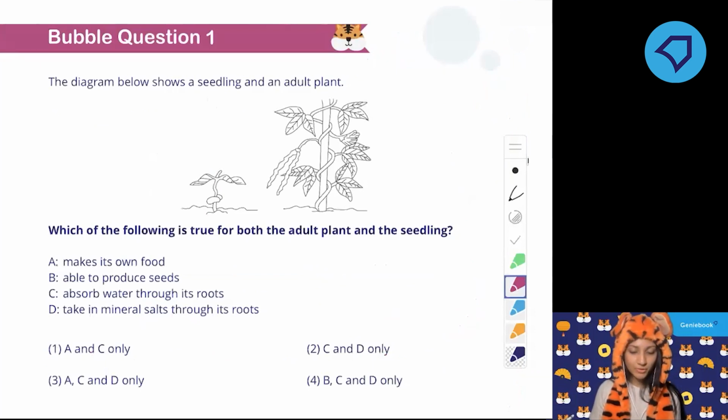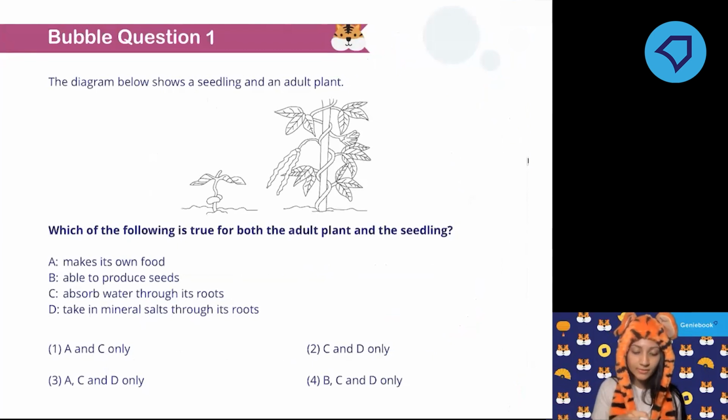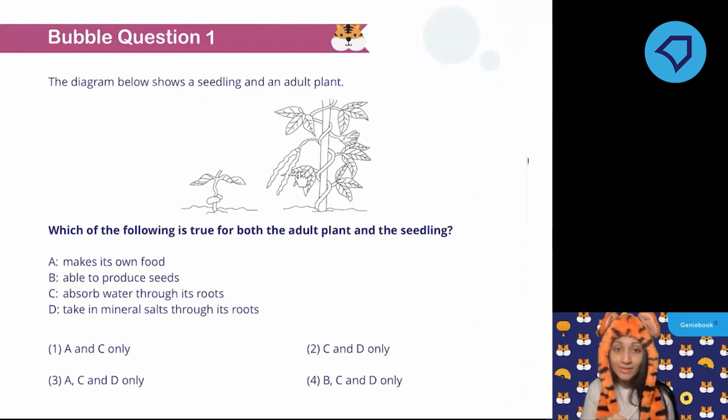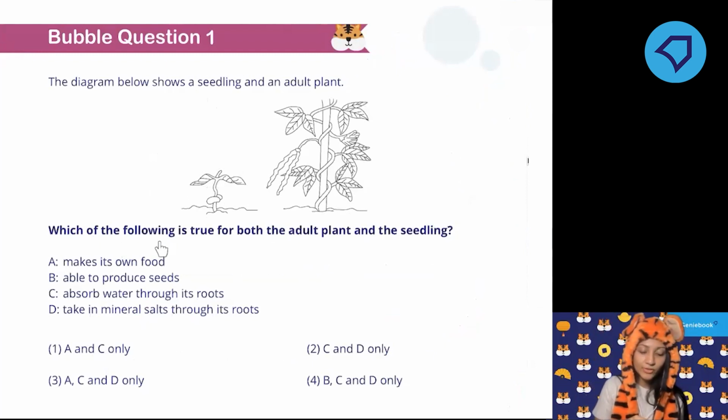Okay, this is the bubble question 1. The diagram below shows the seedling. Seedling is a young plant and an adult plant. So obviously you can tell that this one is the young plant, the small one here. This big one here is the adult plant. Which of the following is true for both the adult plant and the seedling? Is it A, make its own food? Is it B, able to produce seeds? Is it C, absorb water through its roots? Or is it 4, take in mineral salts through its roots?